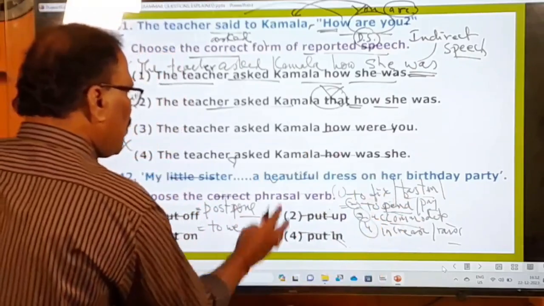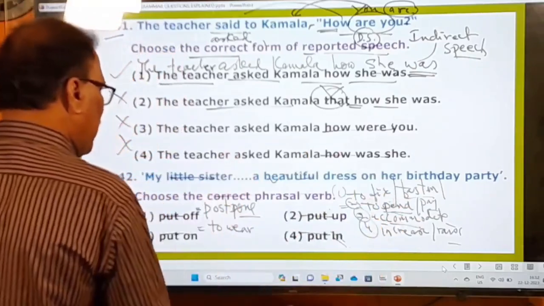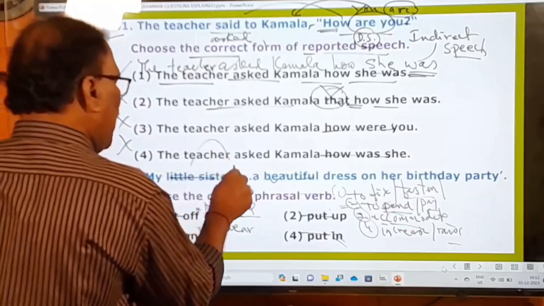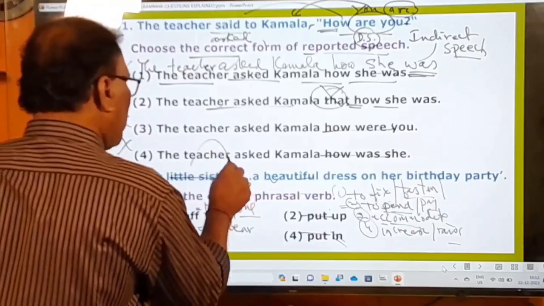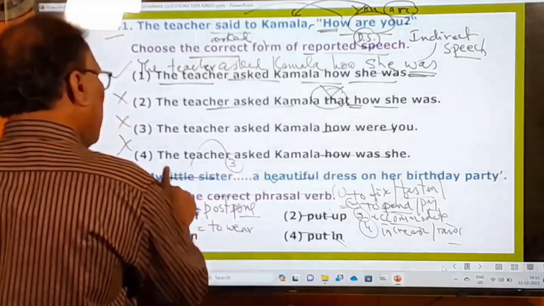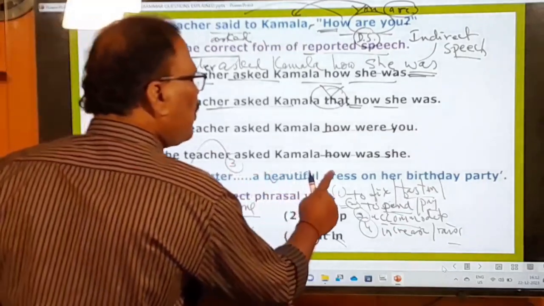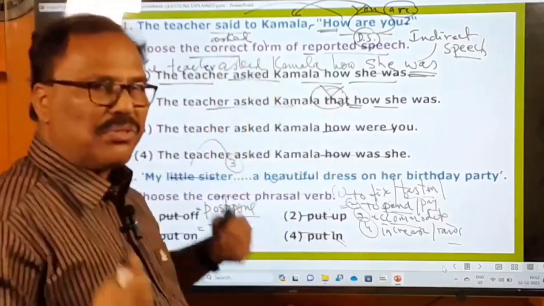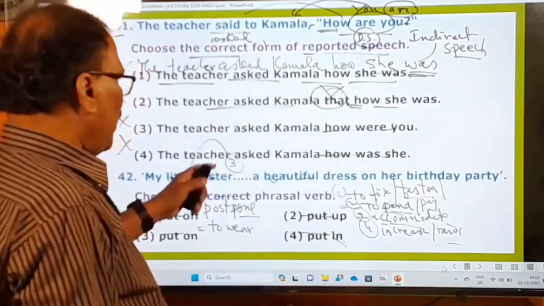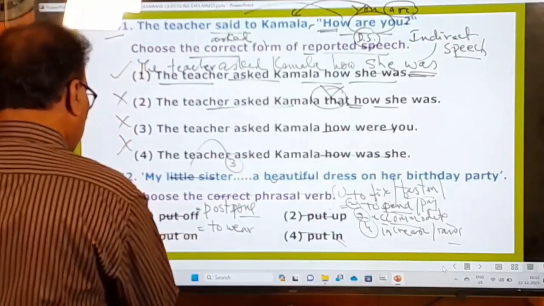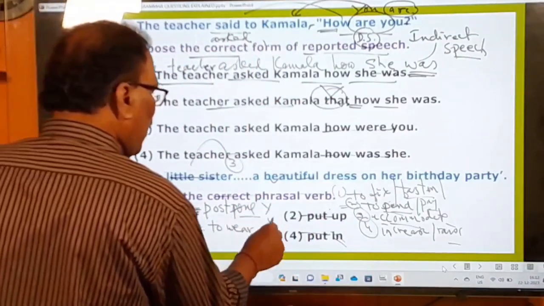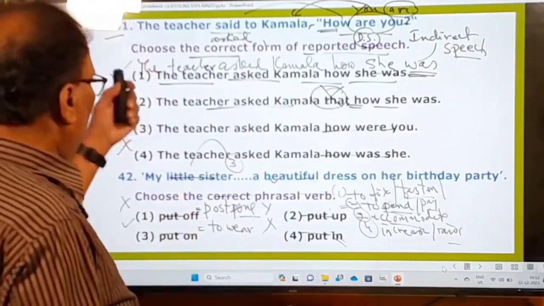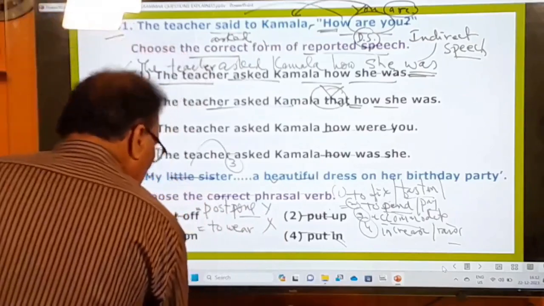So what is the most suitable one in this blank? My little sister put on a beautiful dress. This third one is the right one. You put on a beautiful dress. Put on means to wear, dharinchuta. So this third one is the right one and all the others are wrong. Okay, now let's move on to the next question.